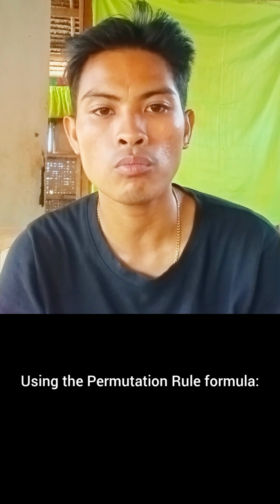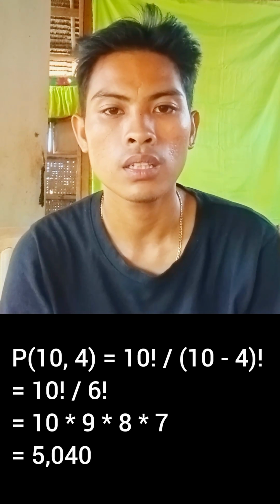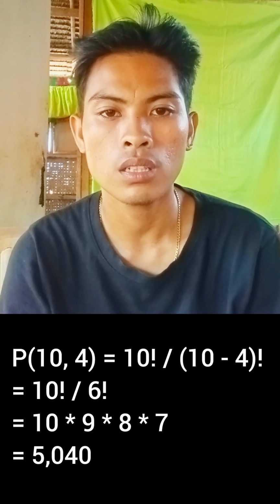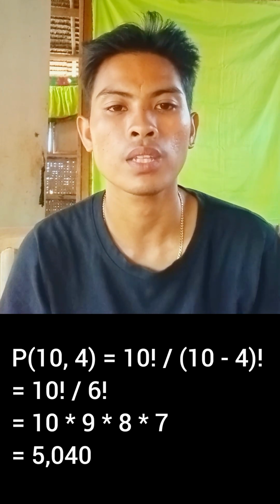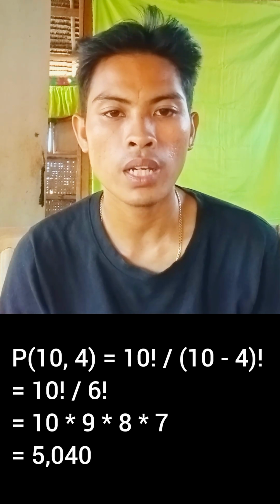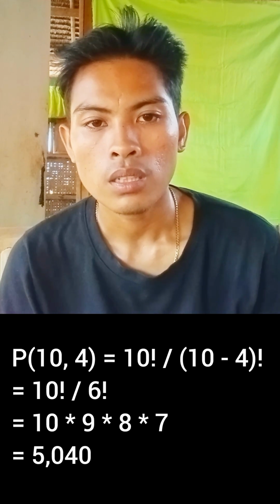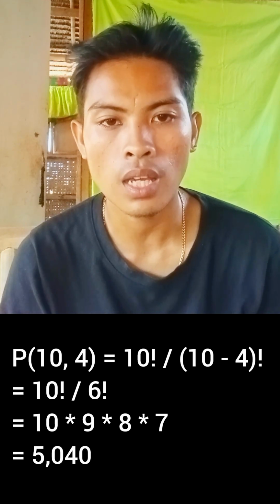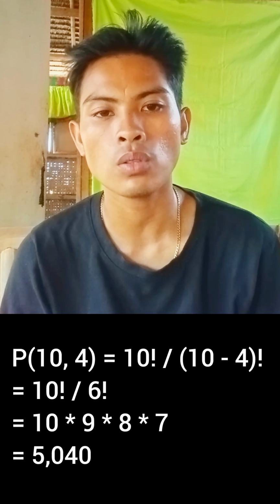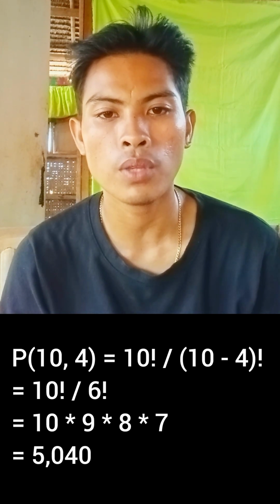Using the permutation rule formula, P equals 10 factorial divided by 10 minus 4 factorial, equals 10 factorial divided by 6 factorial, equals 10 times 9 times 8 times 7, equals 5,040. Therefore, there are 5,040 different password combinations possible using the numbers 0 to 9.